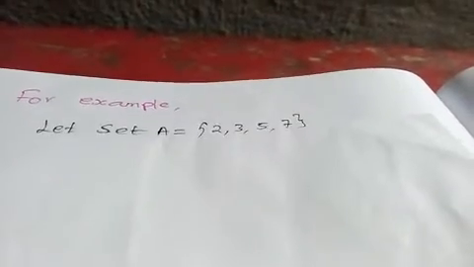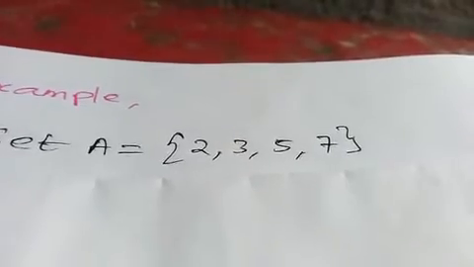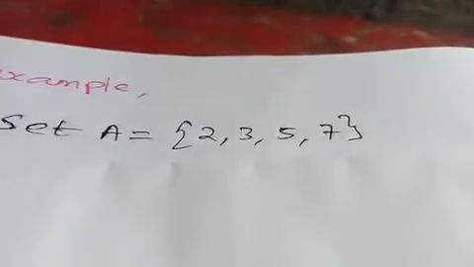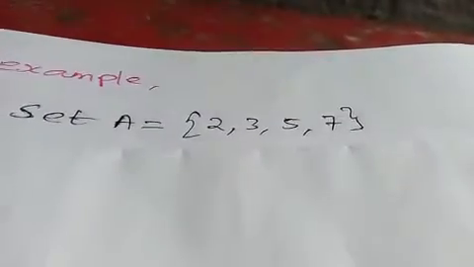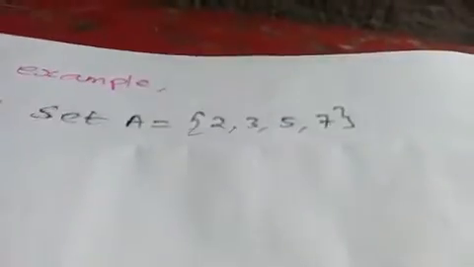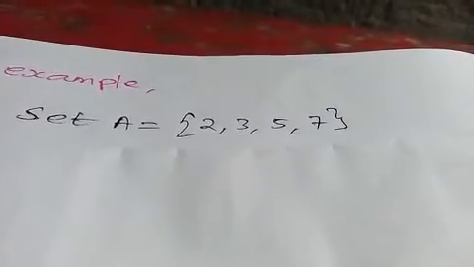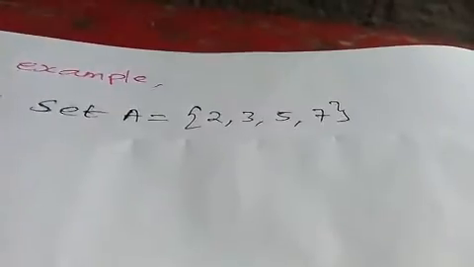For example, let set A equal {2, 3, 5, 7}. So 2, 3, 5, 7 are elements. See, the curly brackets are used to represent the elements of a set. So 2, 3, 5, 7 are there in set A. So we say that 2 belongs to A, 3 belongs to A, 5 belongs to A, 7 belongs to A.